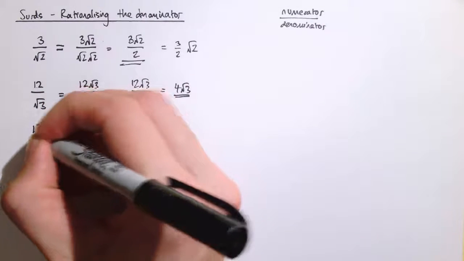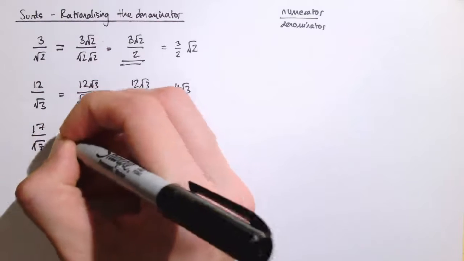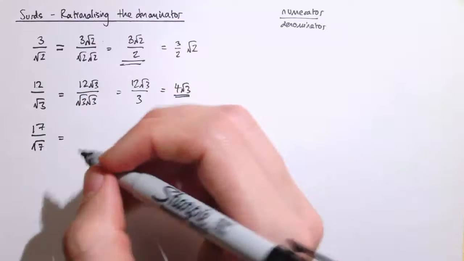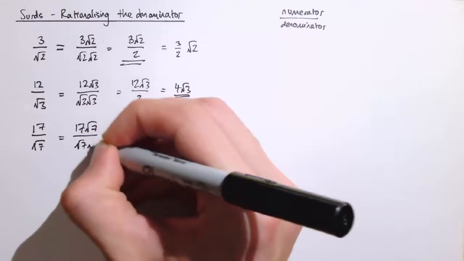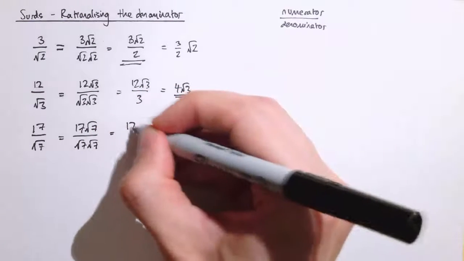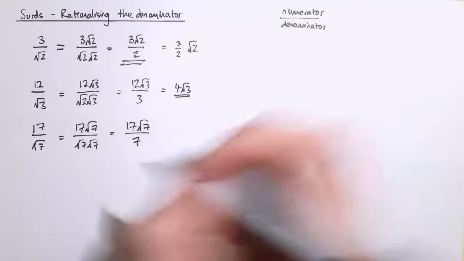So another example, 17 divided by the square root of 7. This time we'll multiply top and bottom by the square root of 7. 17 root 7 over root 7 times root 7. So that's 17 root 7 over 7.